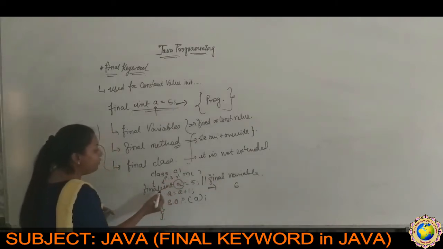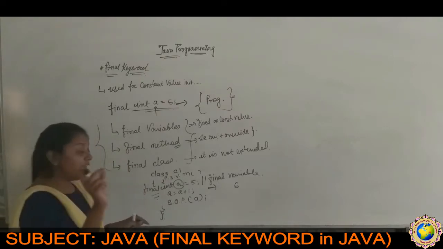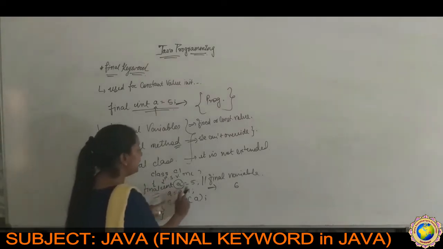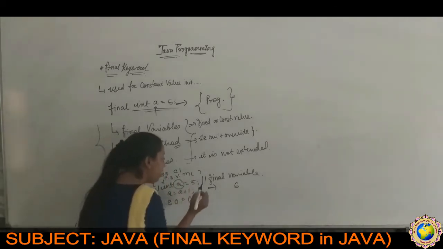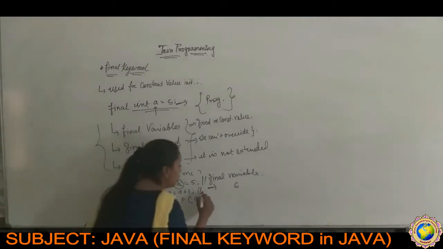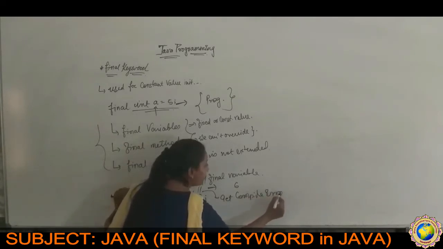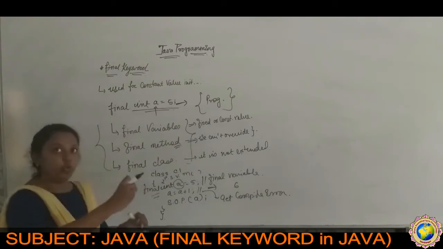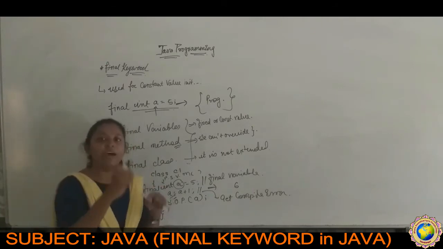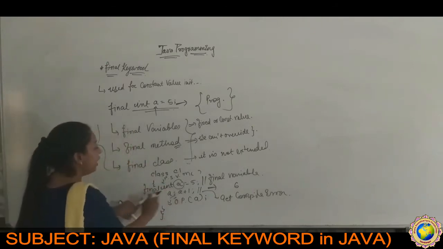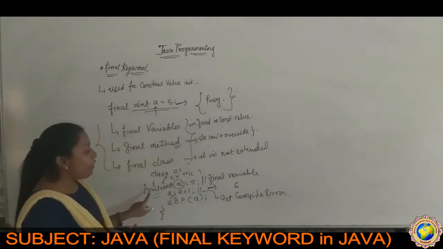So the final variable is used like this. Whenever we use final int a = 5, we cannot change the value of a. So here you will get a compile error. Why? Because you want to change the value of a here, but it's not possible, since we have initialized the value of a as final. So this is about the final variable.